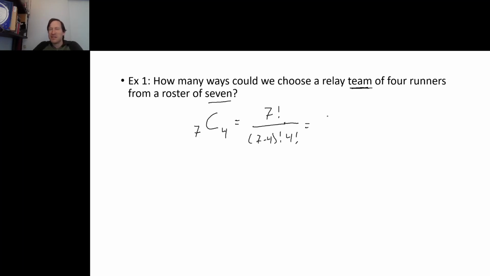This one is maybe just small enough that we could do by hand. So 7 times 6 times 4 times 3 times 2 times 1. And I missed my times 5 in here. And then in the denominator, 7 minus 4 is 3. So 3 factorial, that's 3 times 2 times 1, times 4 factorial, which is 4 times 3 times 2 times 1. Now we can simplify this. But also, we can simplify a little more because 3 times 2 is 6, so that simplifies the 6. And we're left with 7 times 5, which is 35. So there's 35 different ways of choosing our running team.